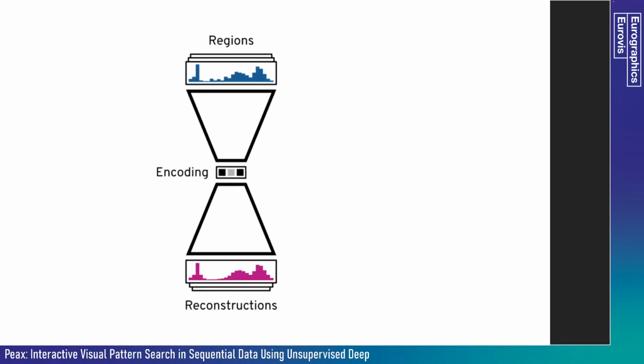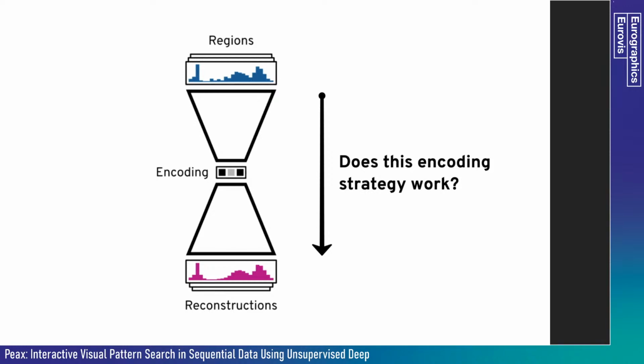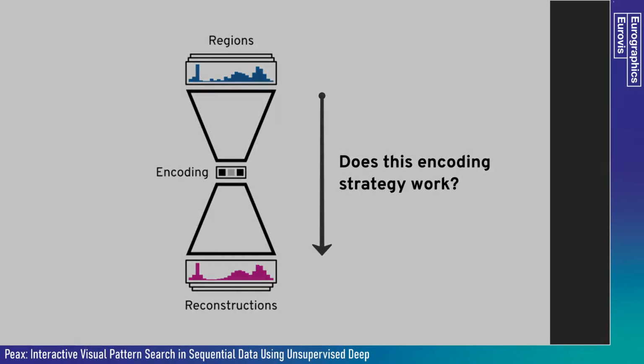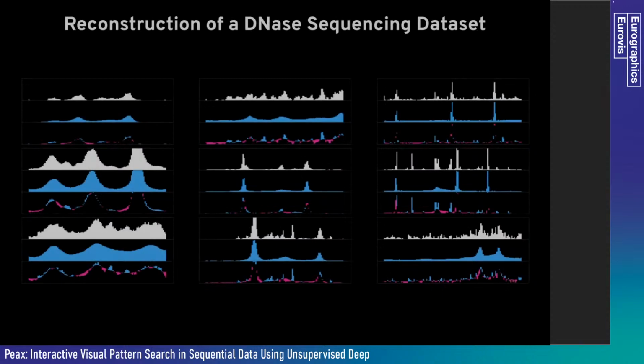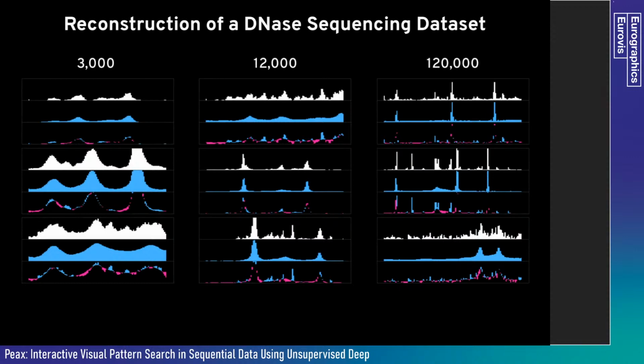Now, the first question we have to answer is whether our proposed representation learning technique is able to capture these important visual details of the data. Here we can see the reconstruction results for a genomic assay called DNA sequencing. Each column shows 3 examples of a particular size, but ultimately each region is aggregated into a vector of size 120 before being encoded with our convolutional autoencoder.